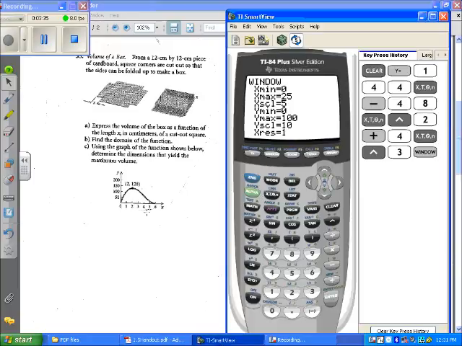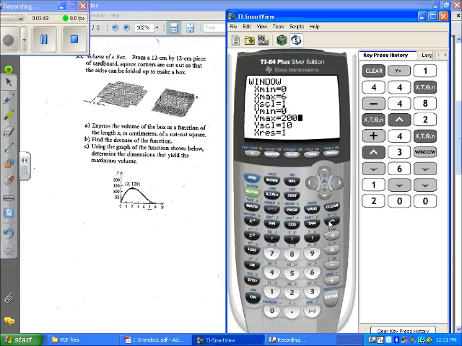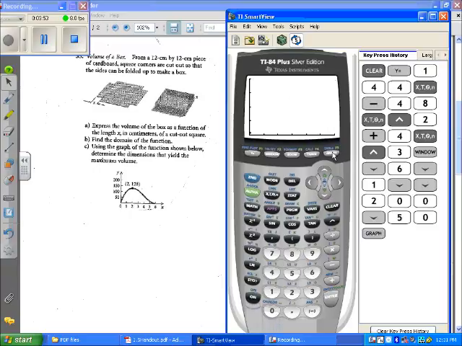For my window, I'm going to go from 0 to 6 for x with increments of 1, and for my y, I'm going to go from 0 to 200 with increments of 50. Now let me graph it. This looks exactly like the picture to the left, and we're going to find this maximum using our calculator.